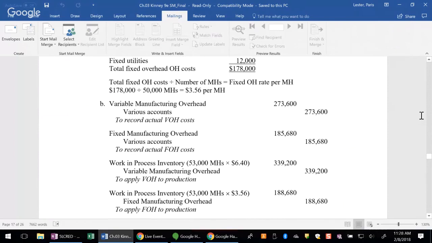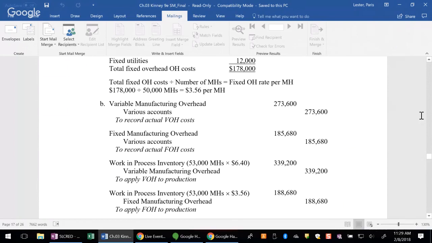All right, so here are your 4 journal entries. Factory overhead control, variable and fixed. Now we're putting it into work in process using the applied rate. You can see 273, 339, there's going to be some over or under, right? And you can see 185, 188, there's going to be a little over or under, but not bad.